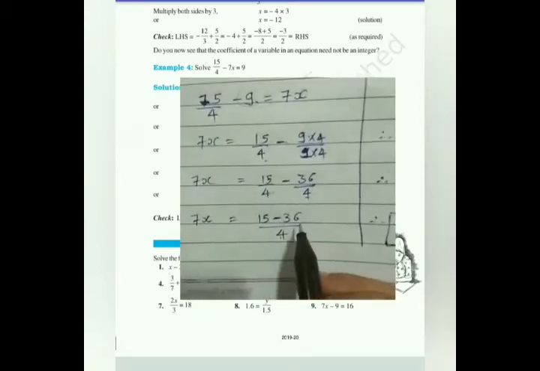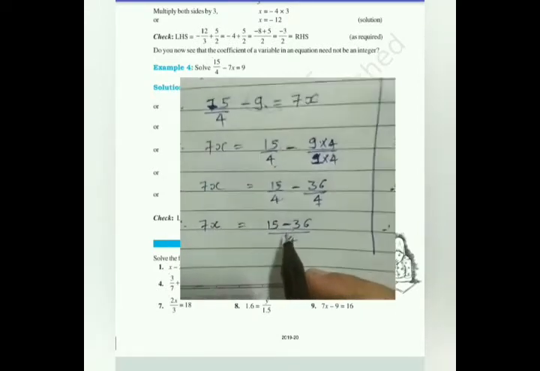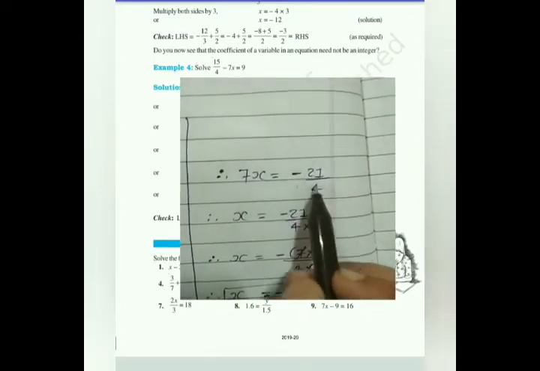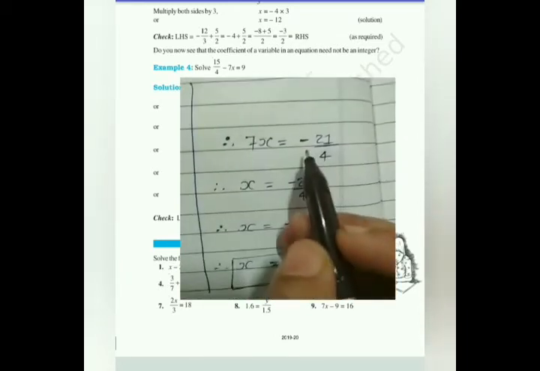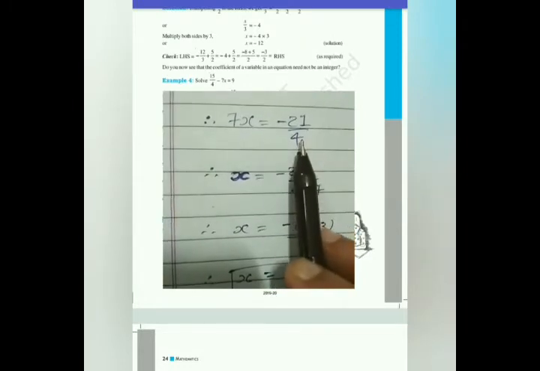Here 36 is the greater number and it has a negative sign. That's why our answer becomes negative. Therefore 7x is equal to minus 21 by 4. Here we subtract 15 minus 36, so our answer is minus 21 by 4.